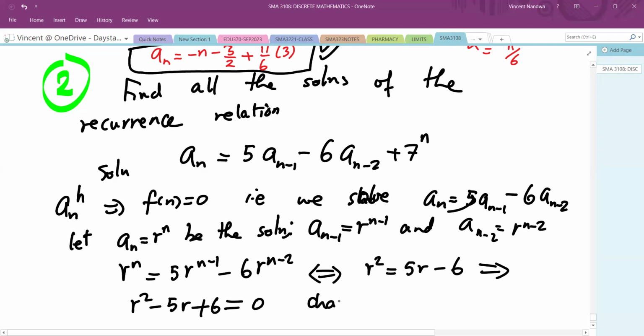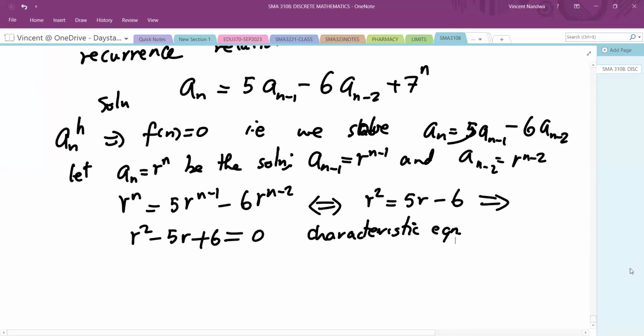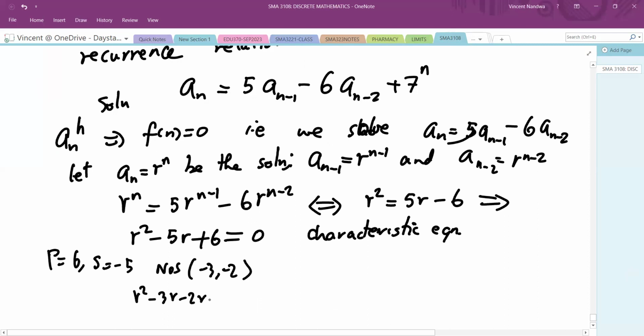So this is what we call the characteristic equation. Now from the characteristic equation, we know that the product is 6 and the sum is minus 5. So the two numbers whose product is 6 and sum is minus 5 are minus 3 and minus 2. So I can write this as r squared minus 3r minus 2r plus 6 equals 0.